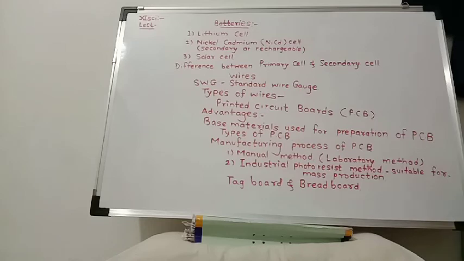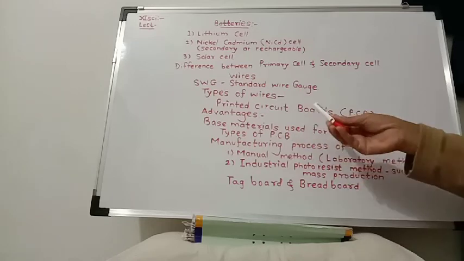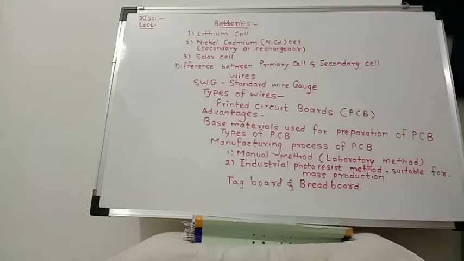Okay, the base materials used for the preparation of PCB and the manufacturing process of PCB. There are two processes or two methods for preparation of PCB. One is a manual method, that is a laboratory method, and second is industrial photoresist method, which is suitable for mass production. And we will study about a tag board and a breadboard for assembling any electronic circuit.